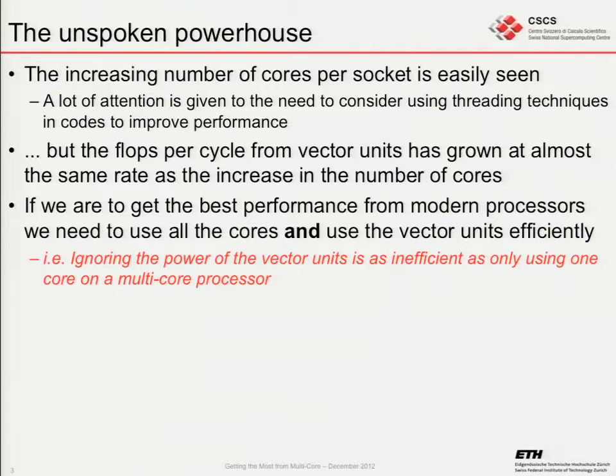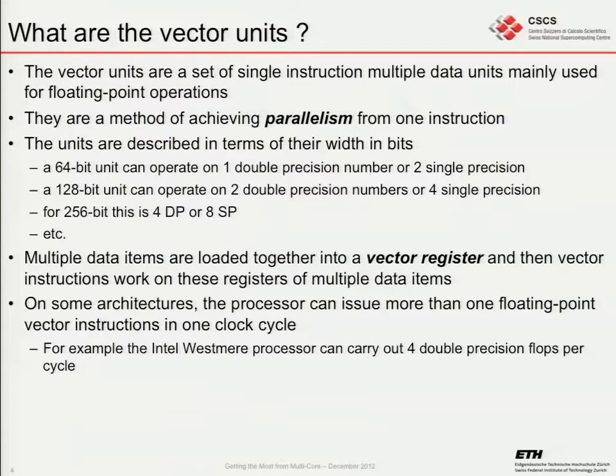If we don't make good use of those vector units, then in double precision, for example, on a Sandy Bridge processor, we'll get 1/4 of the peak performance at maximum. Single precision, it gets even worse, it's 1/8. And as we go on to new architectures, such as the Xeon Phi, that gets worse and worse and worse still. So, what are these vector units that I talk about?